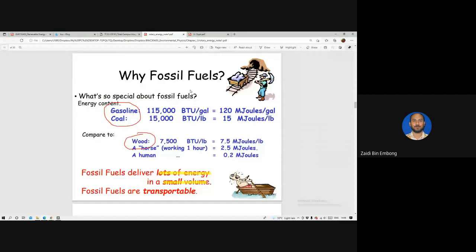Fossil fuel is very easy to transport. Even charcoal, there is so much charcoal all over the world. But in Malaysia, we buy the charcoal from outside. Even taking the charcoal out is quite risky.